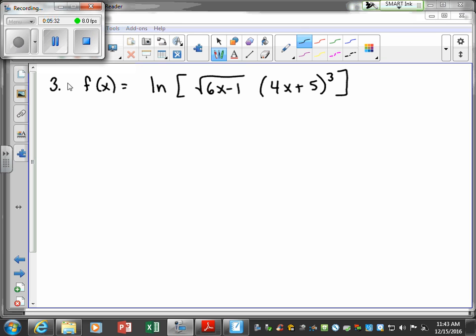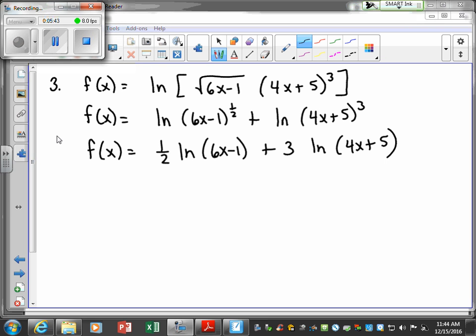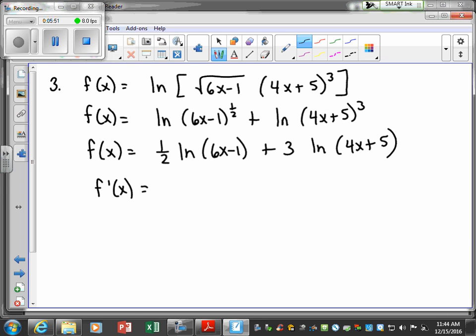The first thing I want you to do with this is algebraically simplify and use properties of logarithms as much as possible before you start taking the derivative. So we're now here just using all the properties. Now we're going to take the derivative. I'm just going to bring this out. We're just practicing the derivative of these natural log functions right now.